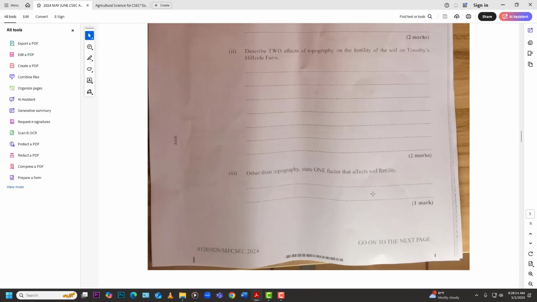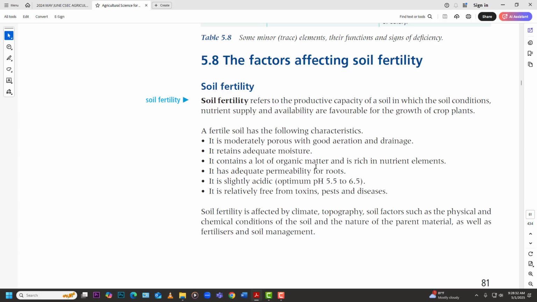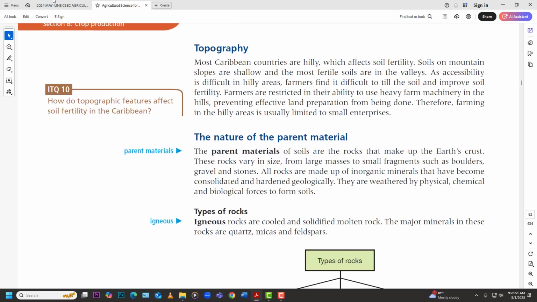Alright, second one. Describe 2 effects of topography on the fertility of the soil on Timothy's hillside farm. Of course we know that soil fertility can be affected by multiple factors, but they're speaking specifically to topography. Topography speaks to the sloping of the land, the degree to which the land is sloping. We know it's a hillside farm, and already we know that it's going to impact the fertility in a negative manner, for the most part.